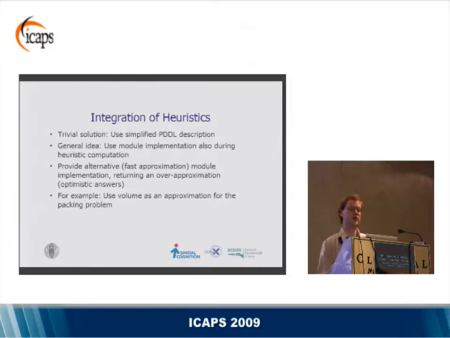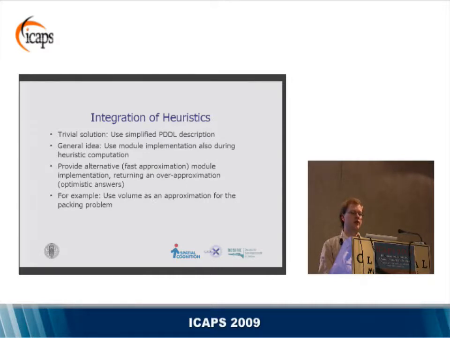Okay, one word about heuristics. Heuristics are quite useful in search, and the problem is that there are these module calls in between. One very trivial solution is to use a simplified PDDL description, remove the module or use something simpler, which is an over-approximation. But there's another possibility, and the idea is to actually also use the modules during heuristic computation.